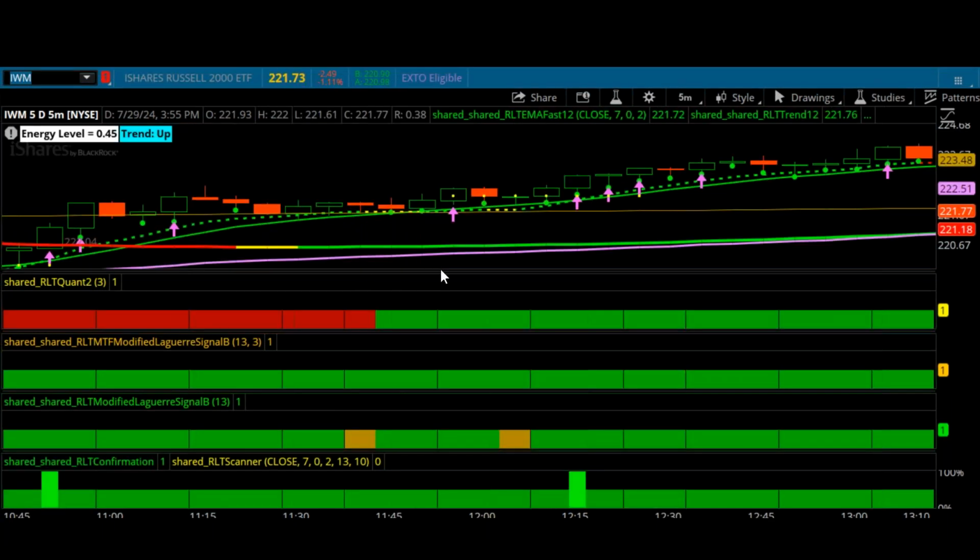Okay, there's another one. See what you can see here. It's all mostly green. You can see how it's compressing here. Where would you get in? Right here. This is probably the best spot to get in right there. You could have gotten in here, but anywhere along here is fine.